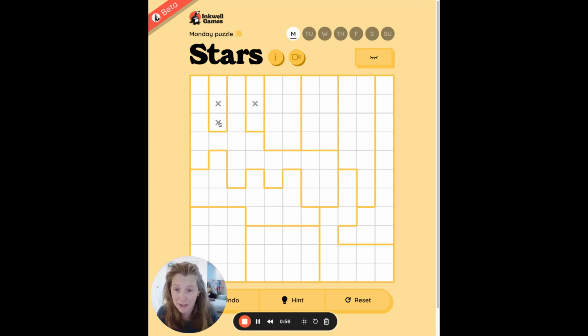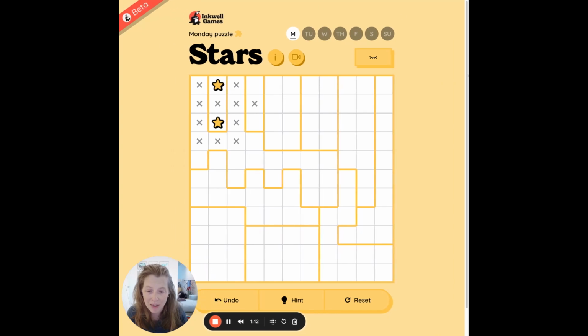I'm going to place a star here. To start, that region is now full. Whenever I place a star, I cross out every other cell that touches that star, and then same with this one, because none of those cells can contain stars either. Then I'm going to actually move down the column, because that column is now full as well. Let's cross out all these options. We can't have a star in any of them.